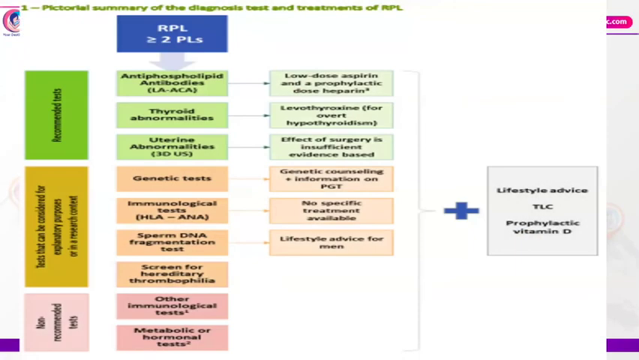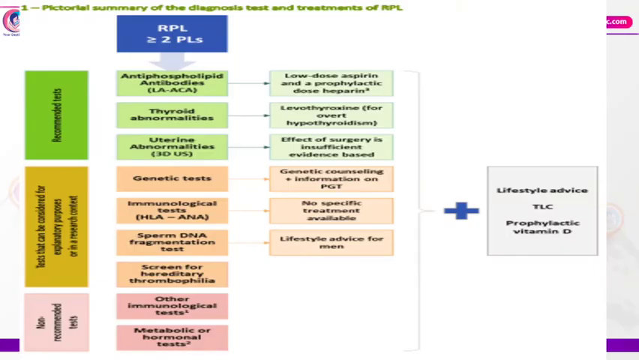So let's see what the ESHRE guideline on recurrent miscarriage is giving us as a summary. Recommended tests: if recurrent pregnancy loss, 2 or more pregnancy losses, we have to proceed for antiphospholipid syndrome testing, lupus anticoagulant or anticardiolipin antibodies. If it is positive, we have to start low dose aspirin and prophylactic dose heparin. We have to proceed for thyroid abnormality testing, and if it is positive, again, we have to start the woman on levothyroxine for overt hypothyroidism. We will go for investigation of uterine anomalies by 3D ultrasound.